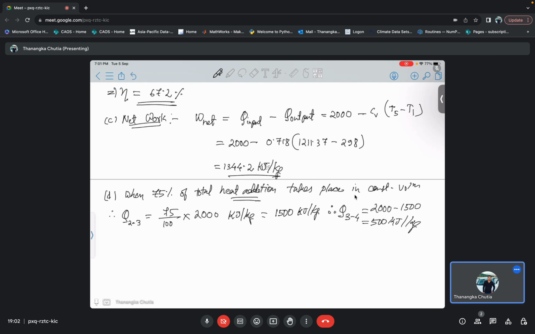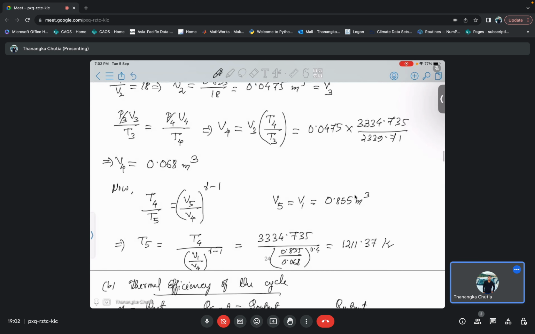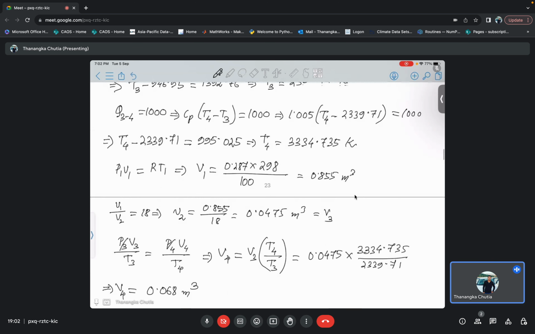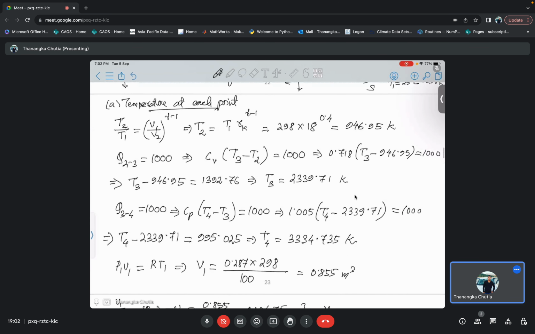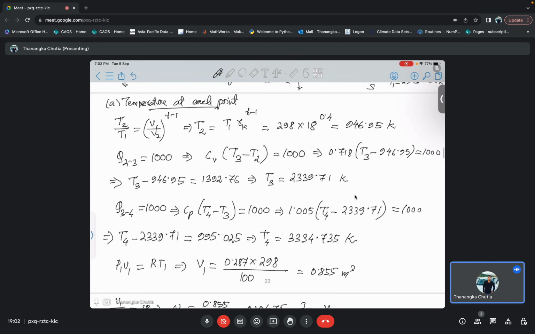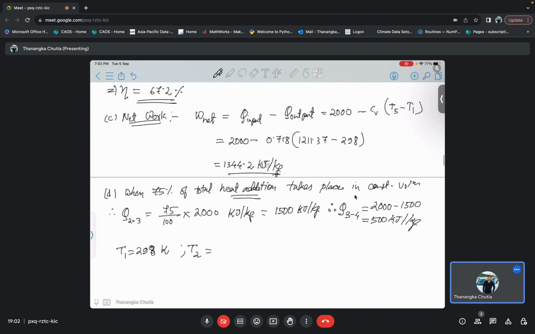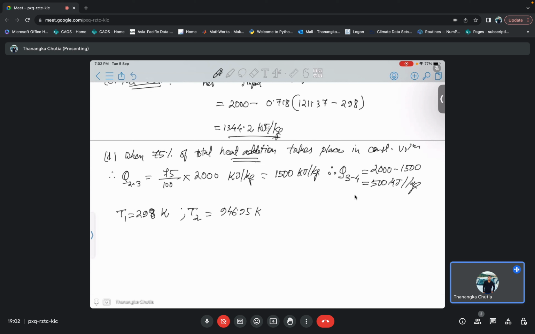So we will already be having T1 as 298 Kelvin, and there will be no effect in T2 because the process 1 to 2 is not affected. Okay, so the T2 that was calculated earlier will be the same. So T2 will be nothing but 946.95 Kelvin. Okay, so the effect will be seen in T3.